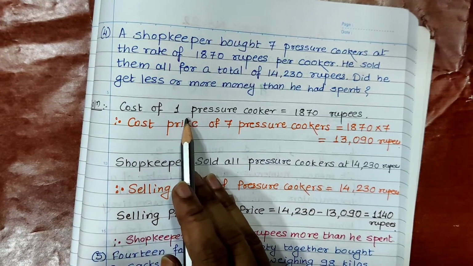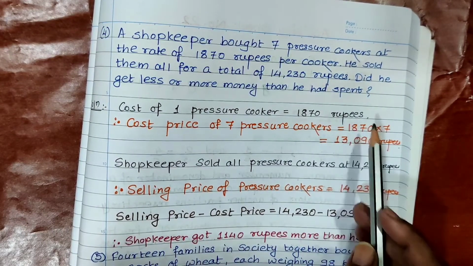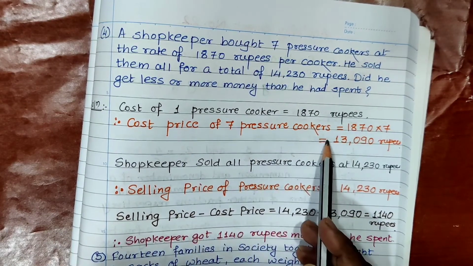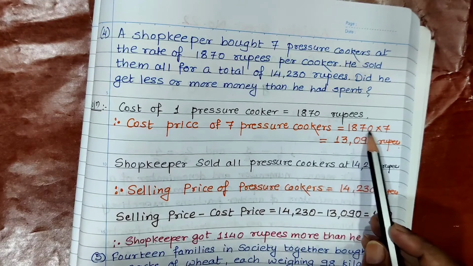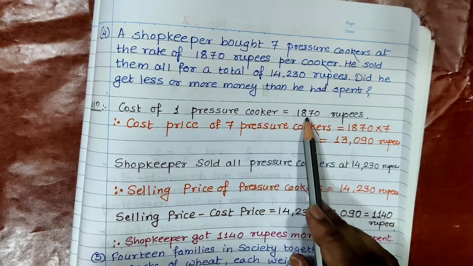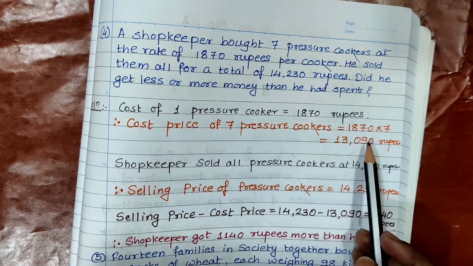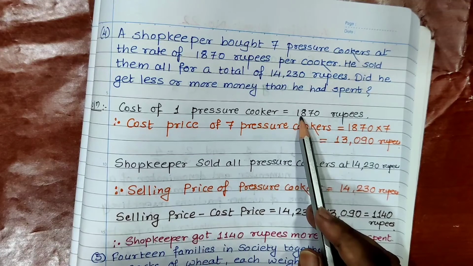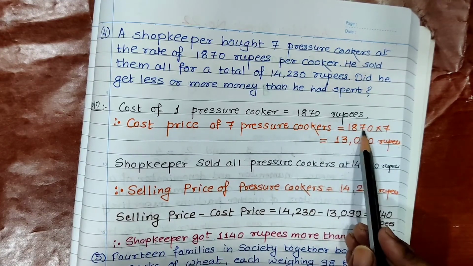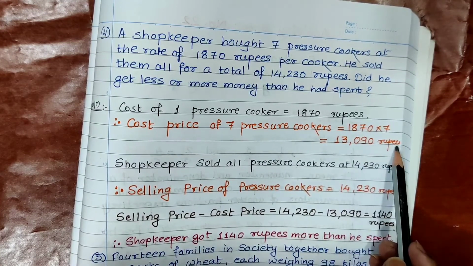We have to write the cost of one pressure cooker, which is given as 1,870 rupees. Then we have to find out the cost price of 7 pressure cookers. 1,870 multiplied by 7, correct? If one pressure cooker costs 1,870 rupees, what will be the cost price of 7 pressure cookers? We have to multiply the cost of one pressure cooker by 7. So if you multiply 1,870 by 7, you will get 13,090 rupees.